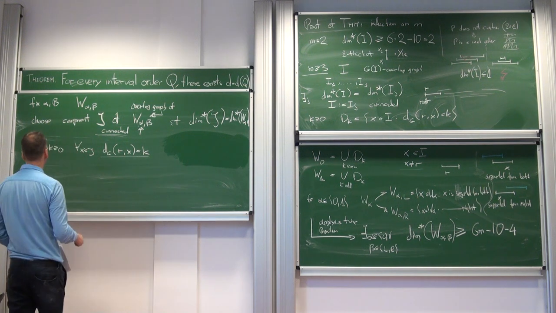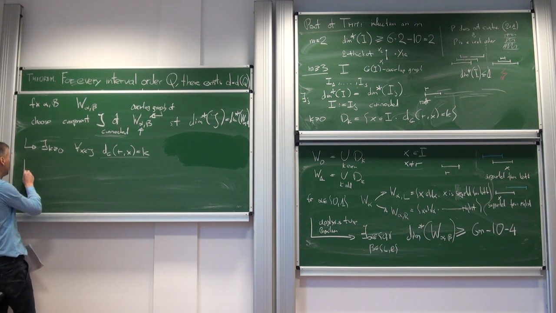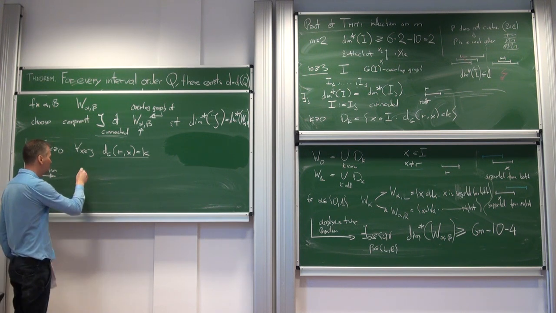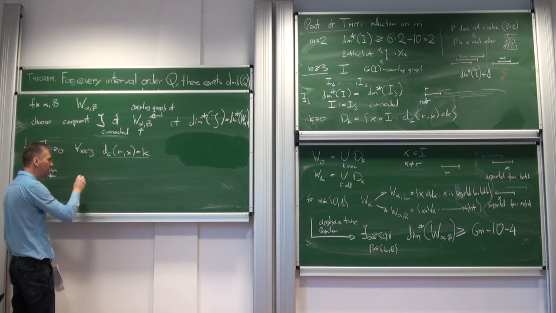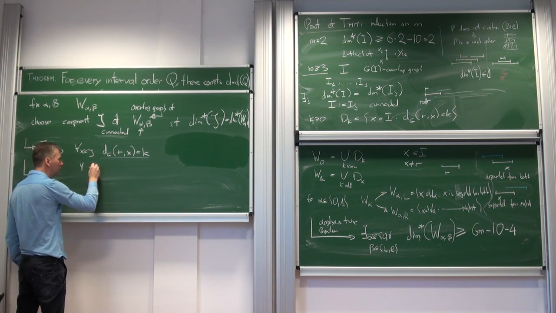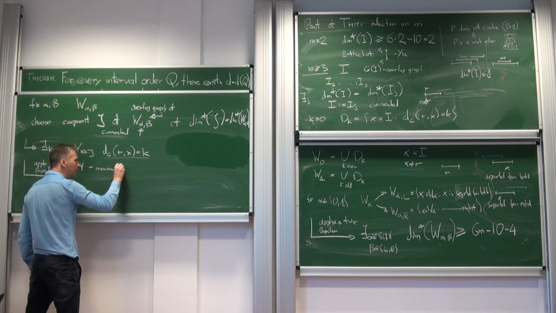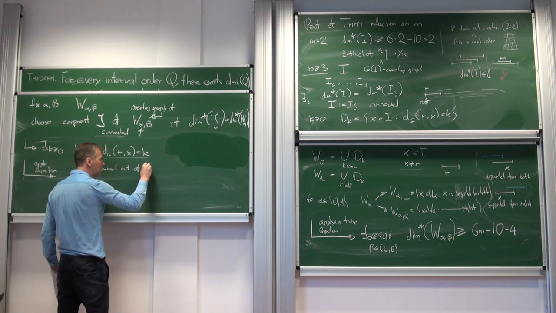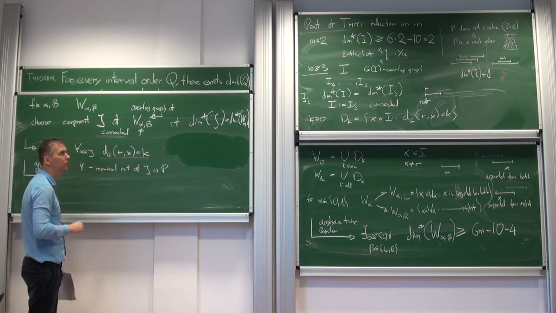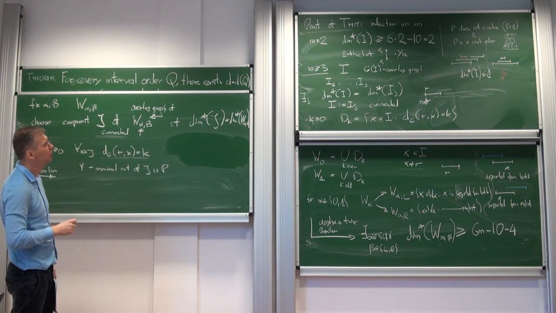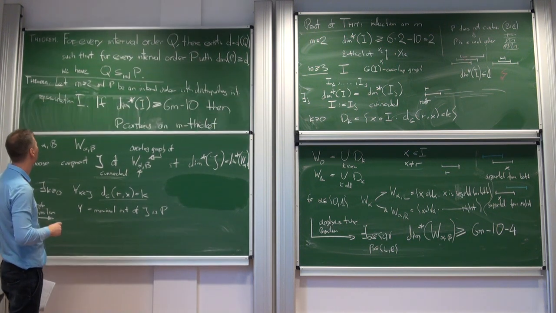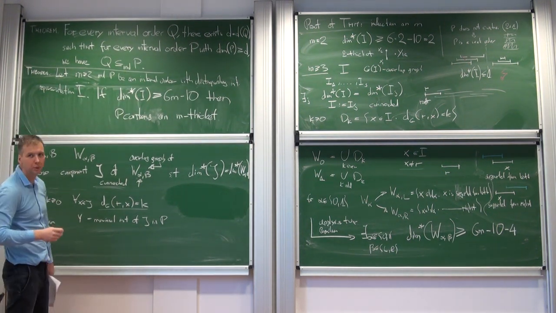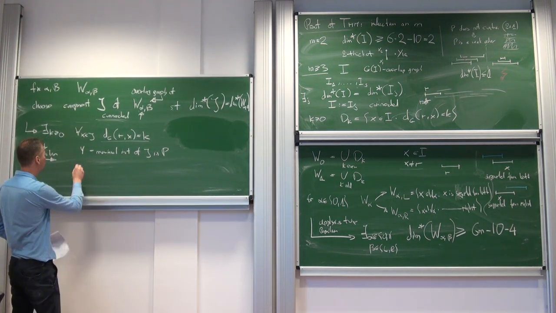And now finally, we shave off one more thing. So we apply the proposition again to what? So we take a partition of J into Y, the maximal intervals of J in P. Do we have P here? We have P, so we can take it. And Z, which is the rest.